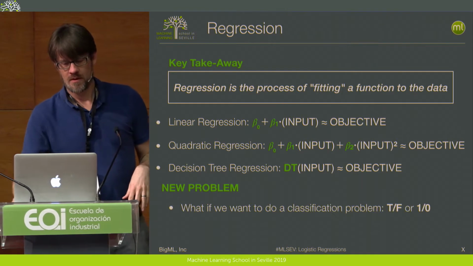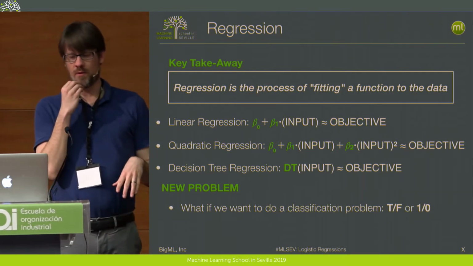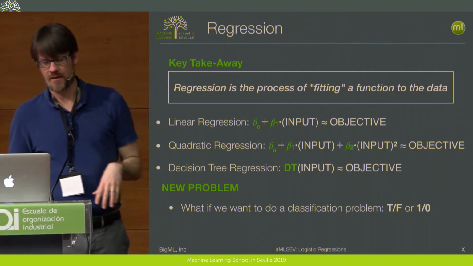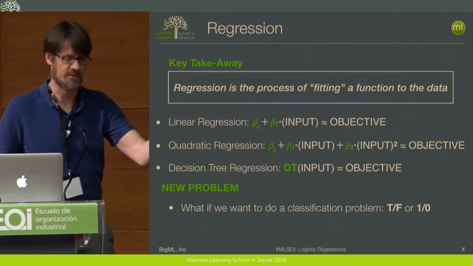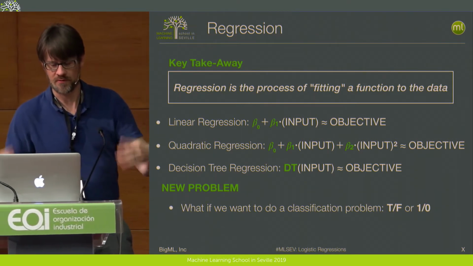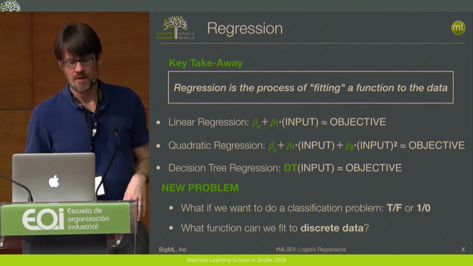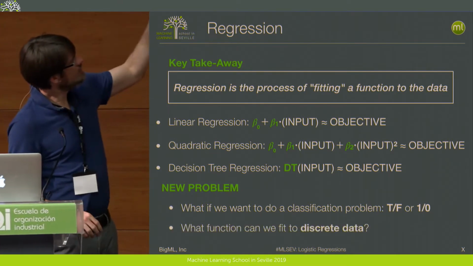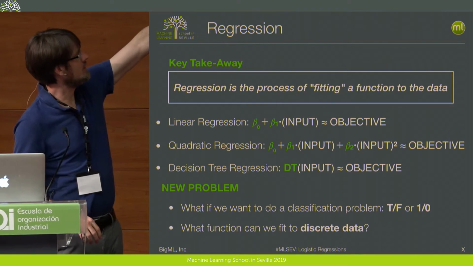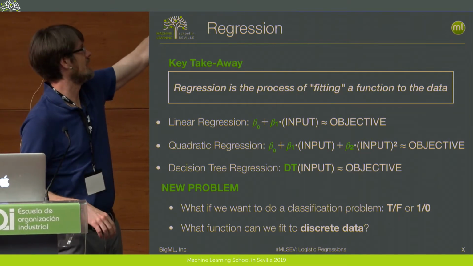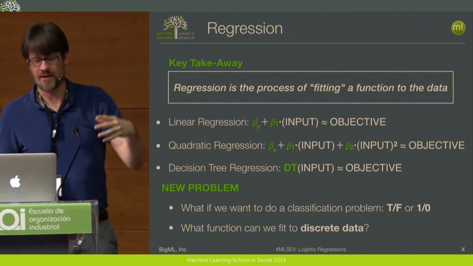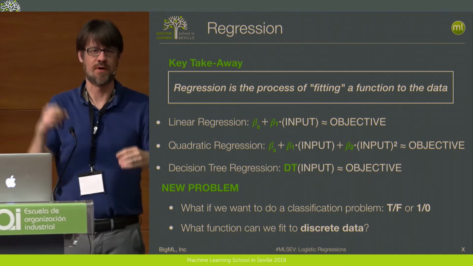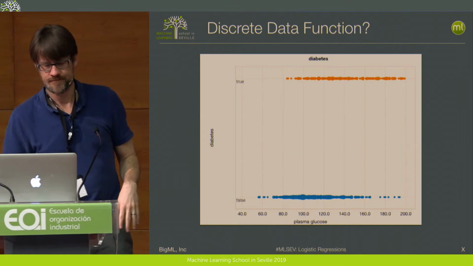Okay. So now we want to do a classification problem that predicts some kind of binary value, either true or false, or 1 versus 0, to do like a categorical sort of prediction. And so can we come up with an equation, like that linear regression equation or like that quadratic regression equation, that we can fit to discrete data, data that only takes 2 values, true or false, or 1 or 0?